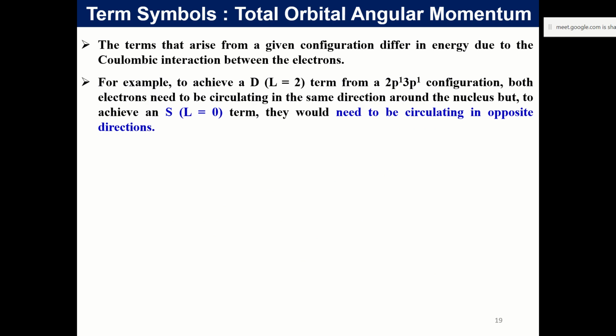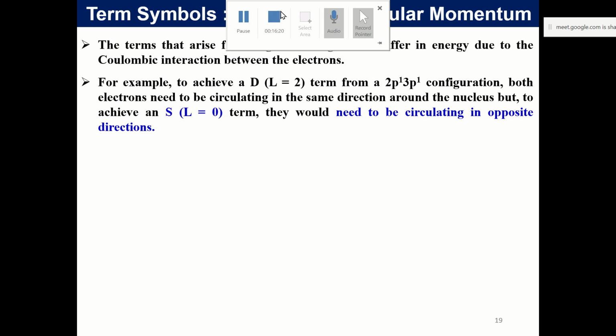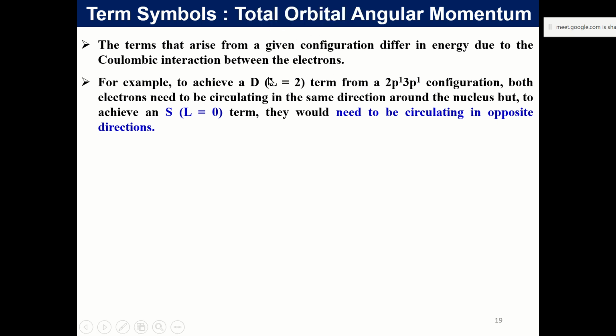Similarly, you can also think of 2p1 3p1. This is one of the possible configurations. To achieve a D state, this is one of the ways which can be achieved. So we are trying to answer two things. One is how the difference in energy arises, and we start thinking in classical terms.